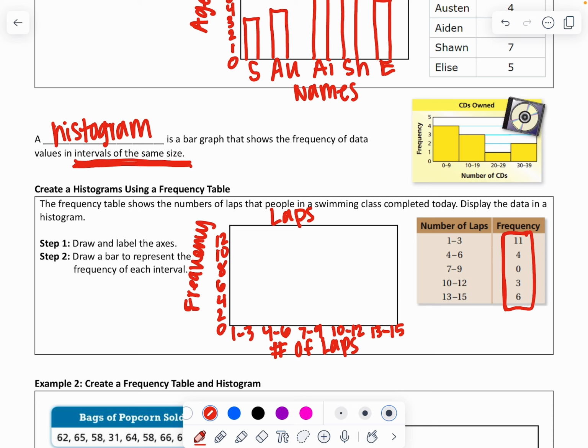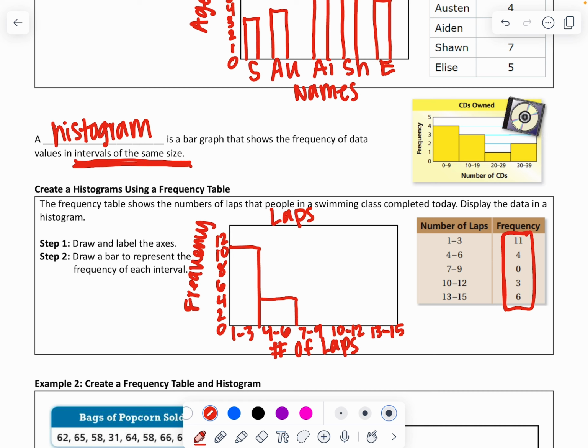And I expect when you make your graph for your survey project, I expect yours to be a lot neater than this and for you to use an actual ruler and make it look nice. So for 1 to 3 laps, there were 11 people. So we're going to go up between 10 and 12 like that. I'm going to make it a little bit wider like that. Okay. And then for 4 to 6 laps, there were 4 people.